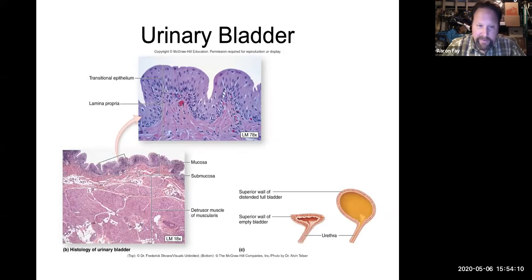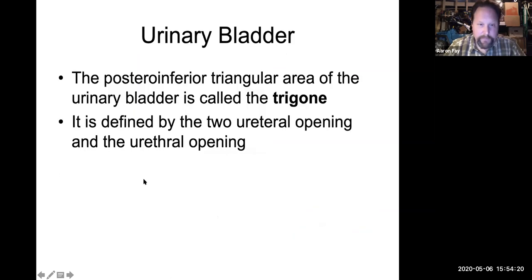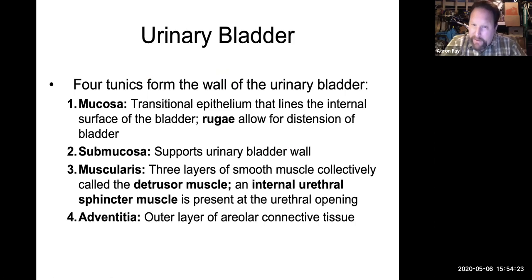Trigon, we talked about, that was this structure here, which contains the openings for the ureters and the opening for the urethra. All right, there's layers of the bladder. We talked about these. You have a mucosa made of transitional epithelium. You'll also see those muscular folds called rugae. Deep below the mucosa, you have a submucosa. Below that, you have the muscularis, where you will find the detrusor muscle. And outside of that, you will have adventitia, because you're not fully contained in the peritoneum.